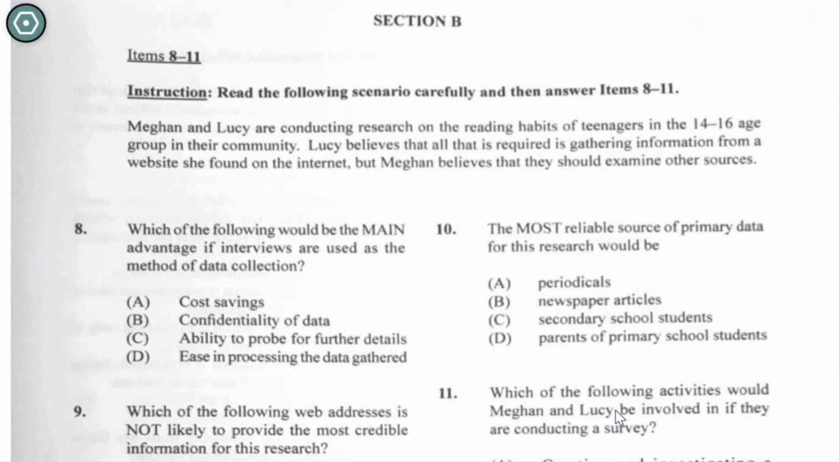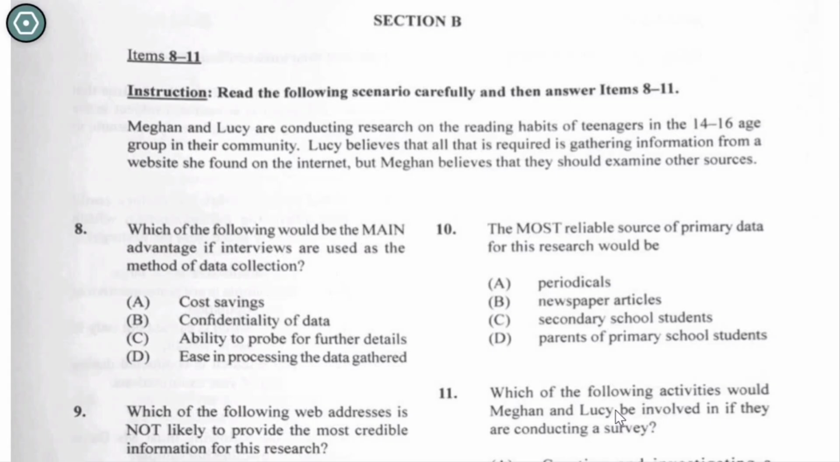Two people are doing research, Megan and Lucy, their names are not important. The research is on the reading habits of teenagers in the 14 to 16 age category in their community, right? Lucy wants to gather the information from a website, while Megan believes that they should examine other sources. Now, number 8 says, which of the following would be the main advantage if interviews were used as a method of data collection?